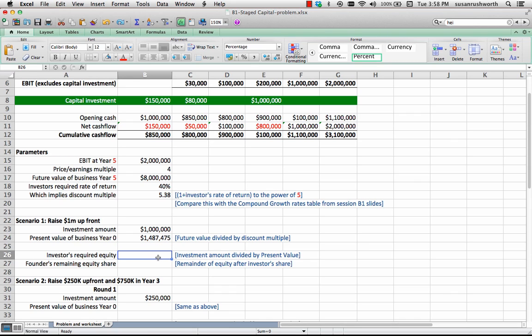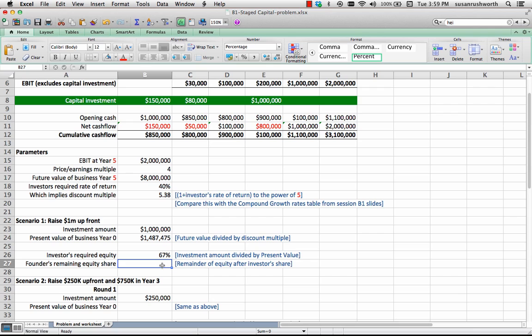Okay, so what you're asking the investor to do is to invest $1 million in today's dollars into a business which has a notional value of just under $1.5 million in today's dollars. So all you do to calculate his percentage share is divide his investment by the total value of the business. And that gives you 67%, quite a large share.